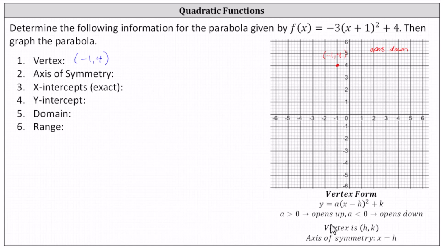The axis of symmetry is x equals h, which is the vertical line passing through the vertex. In our case, the equation of the axis of symmetry is x equals negative 1.